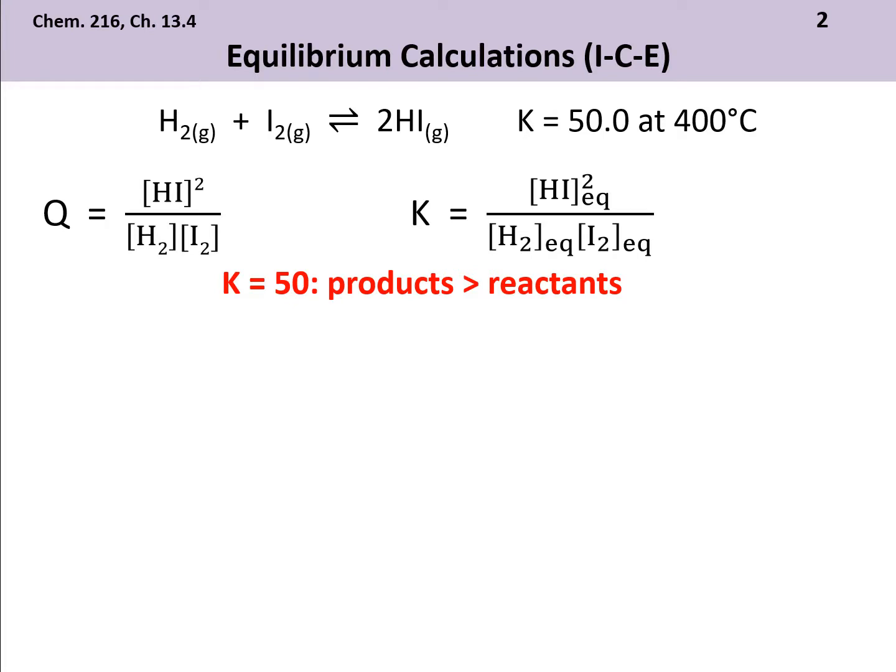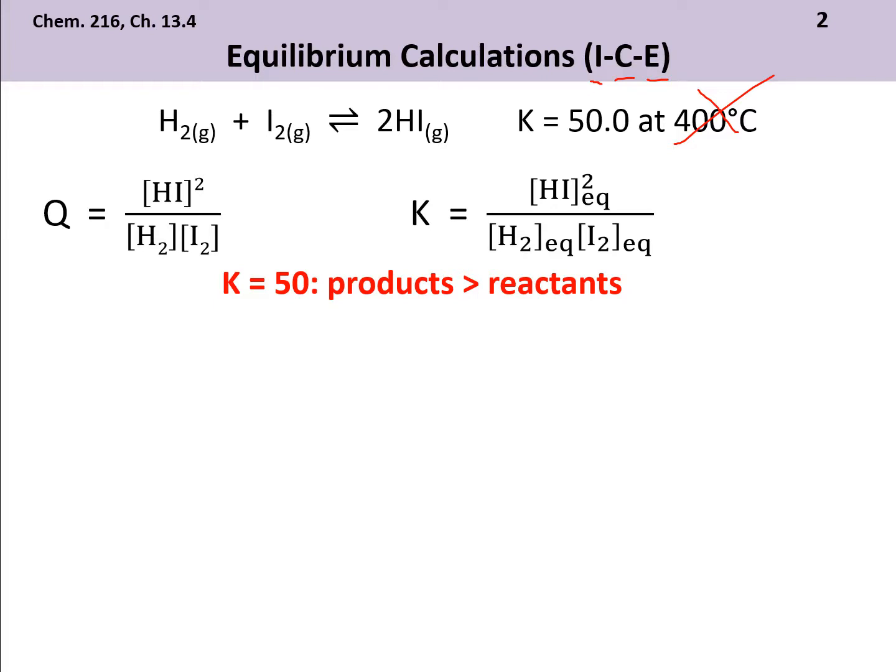Now let's do some equilibrium calculations. We're going to use a process called ICE, I-C-E. We'll explain those later. But for now, let's look at this reaction: H2 plus I2 goes to form 2HI. All of these are gases, and we're given a K, a big K, not a small k. That's my equilibrium constant, equal to 50 at 400 degrees C. We don't need this temperature. We just often include it because K would change based on the temperature.